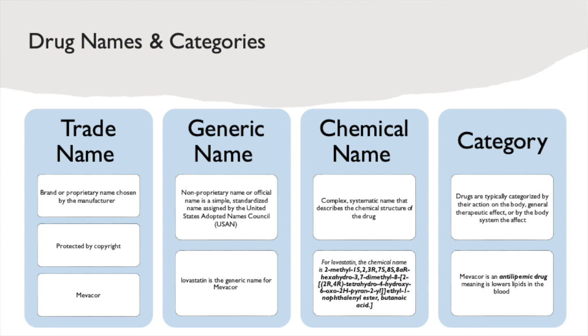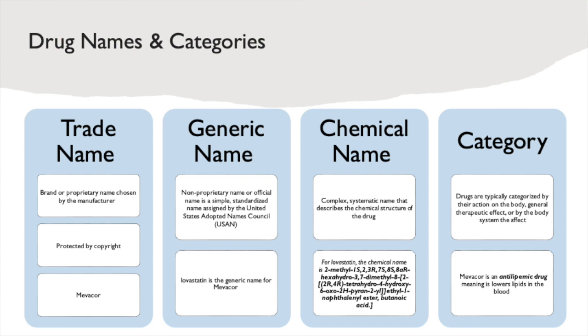Then we have the chemical name. This is a complex, systematic name that describes the chemical structure of the drug. Chemical names can be quite lengthy, as you can see here. Don't worry, I'm not going to pronounce the chemical name and you won't have to try either. MAs aren't expected to call drugs by their chemical name. Thank goodness, right?